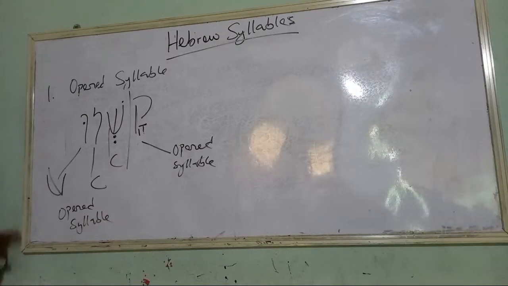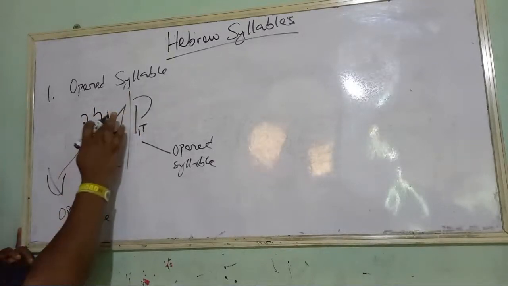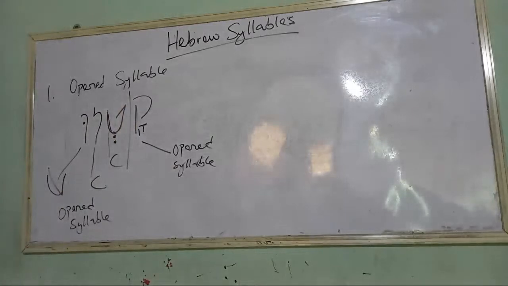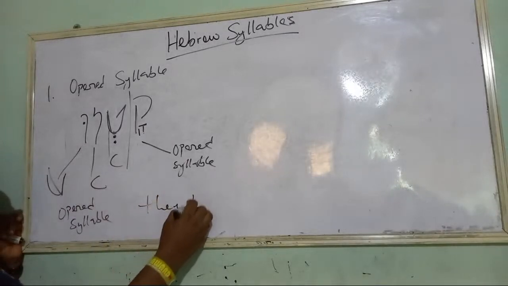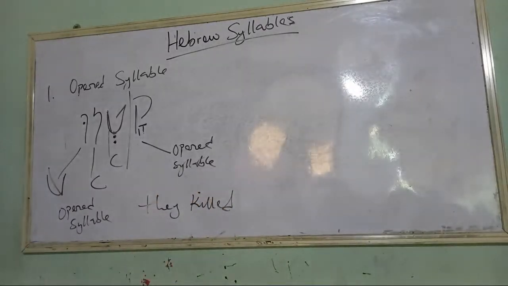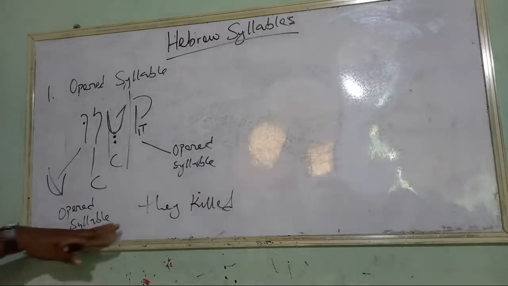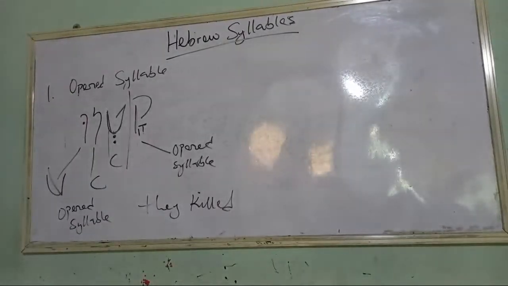Qatelu. Sorry, this is not what I should write. Qatelu, qatelu. And that means they killed. That's the meaning. Qatelu, it's in the third person. So these are open syllables.